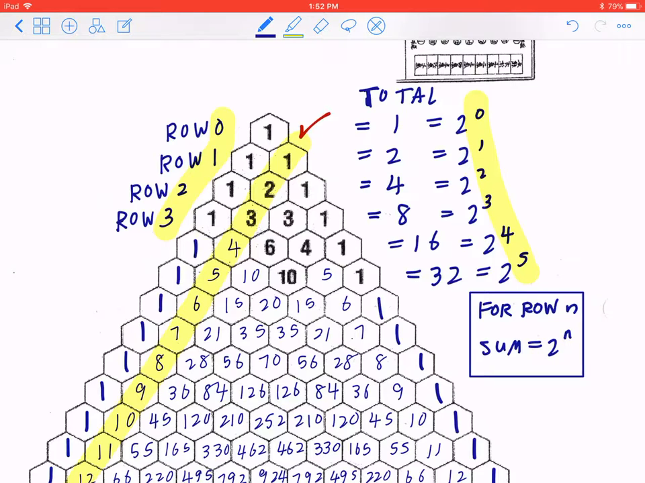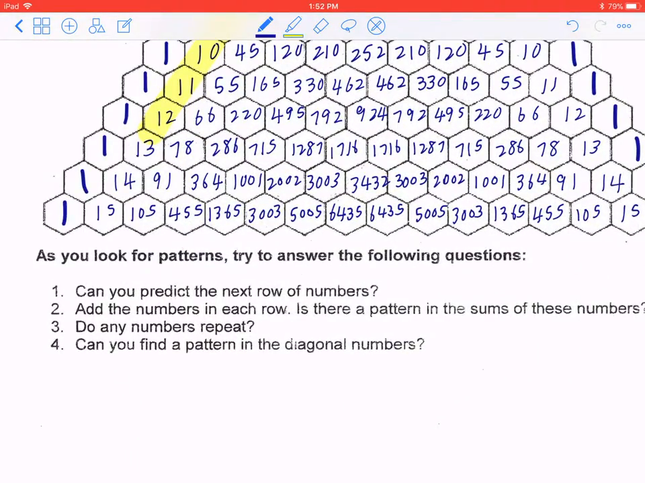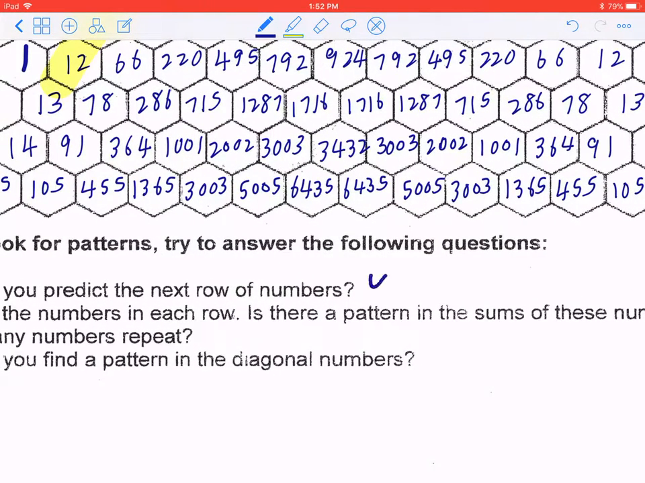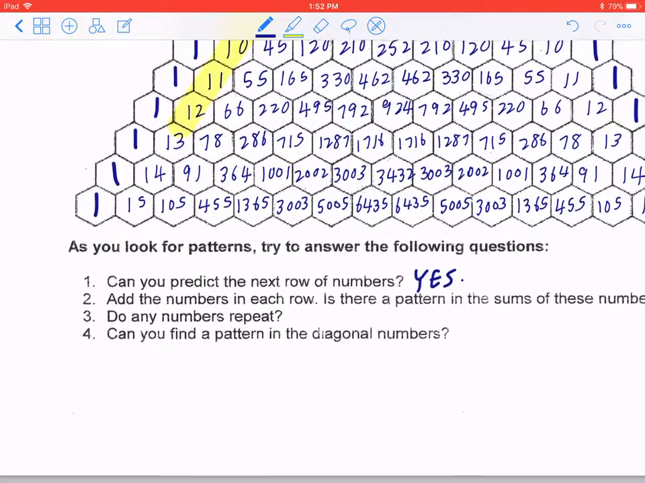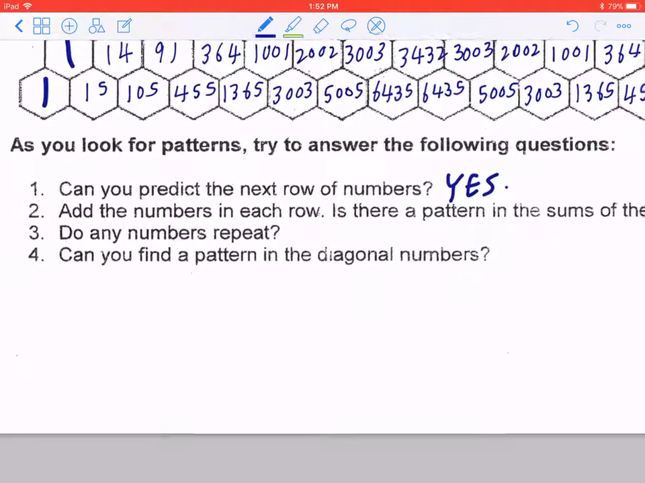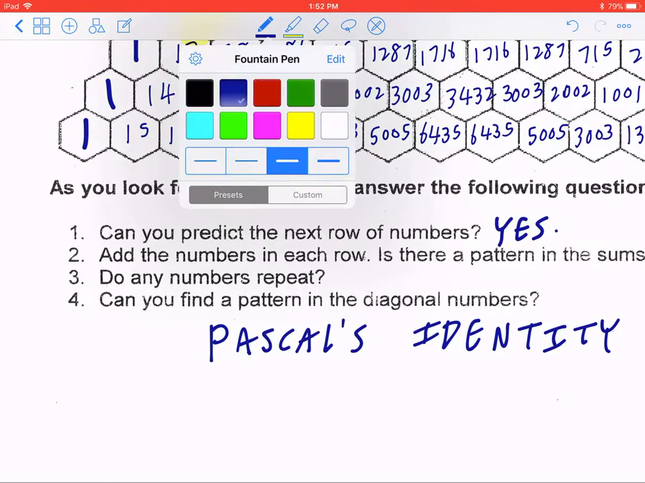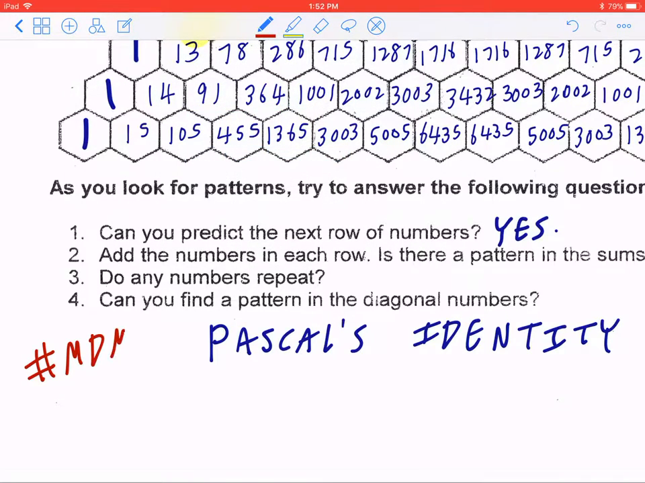And of course, the third idea, and maybe I can address this as I'm reading the questions at the bottom, is to look for patterns, try to answer the following questions. Can you predict the next row of numbers? And this is the first thing that we did when we composed the entire triangle. So can you predict the next row? The answer is yes. But that's not enough. We want to keep going and talk about how we know this. So technically, there's a name for this. It's called Pascal's Identity, which really is in a data management course. So I'll even put a little note next to this. MDM for you. And this we cannot really talk about until we get into combinations.